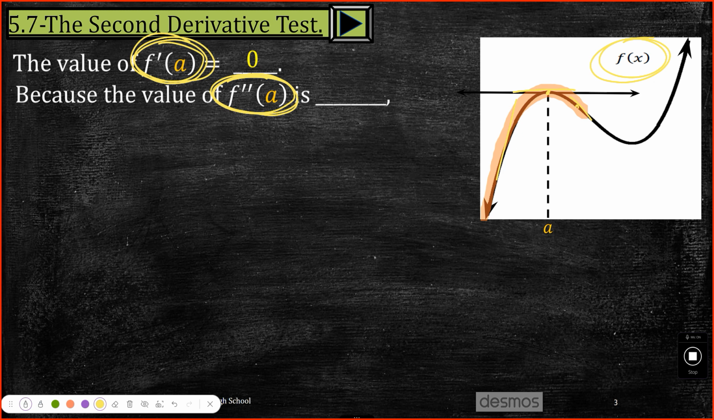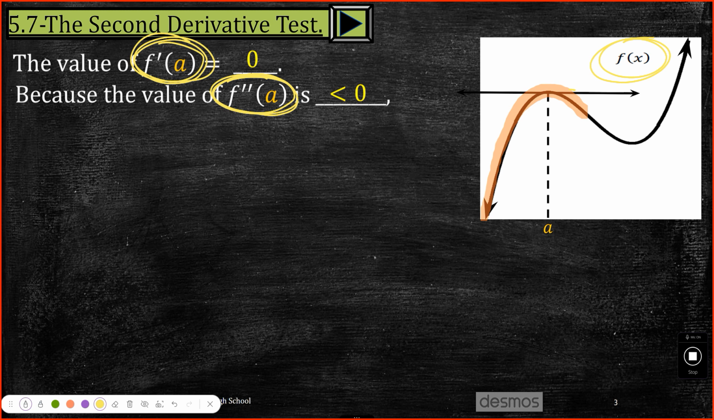Well, it's talking about concavity mostly. Is it concave up or concave down? What will f double prime at a be? Concave up or concave down? It's concave down because f double prime at a is less than 0, no? Concave down means that f double prime is less than 0. It's negative.